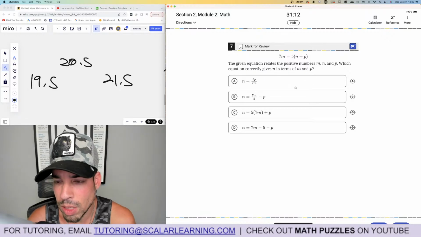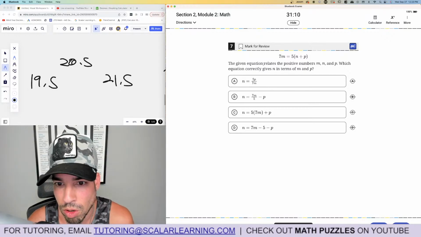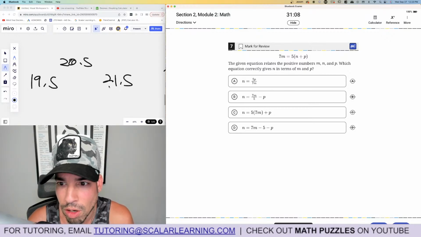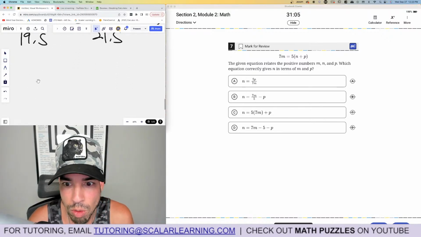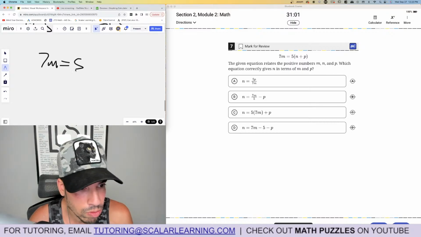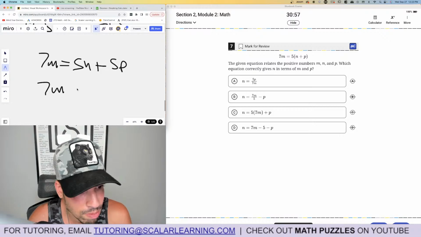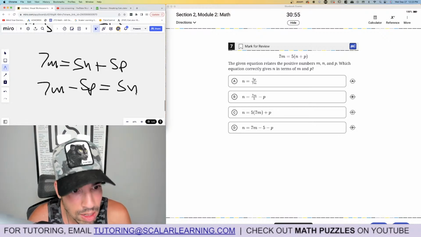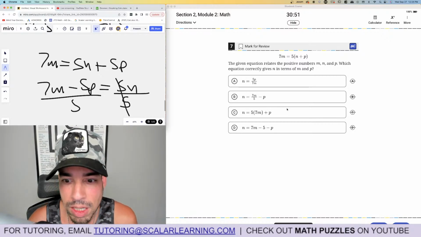Next, the given equation, and we've got to go faster. I remember module 2 is always harder. The given equation relates positive numbers, and this is an isolating quantities question. So all we're doing is isolating n. We got 7m is equal to 5, I'm going to distribute it, 5n plus 5p. We're going to subtract 5p from both sides, equals 5n. Divide both sides by 5. n equals 7m minus 5p over 5.